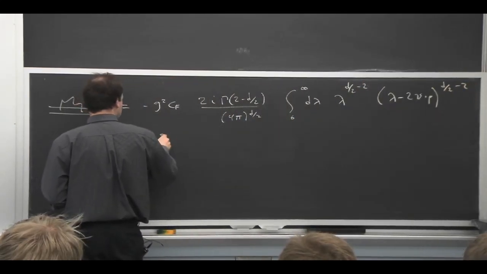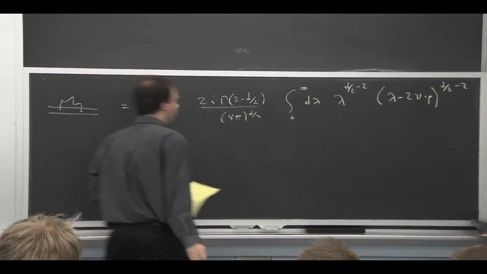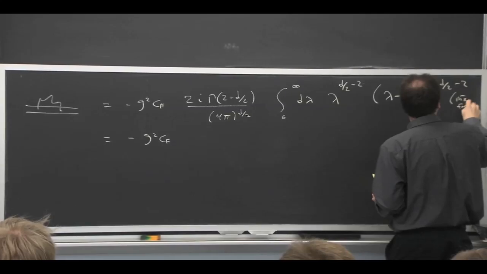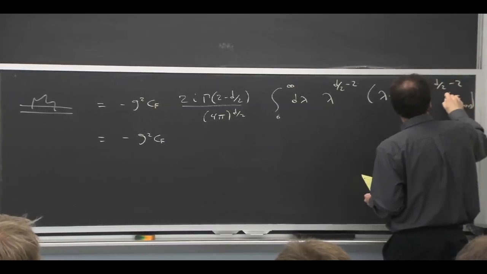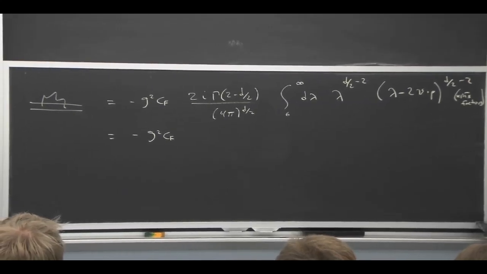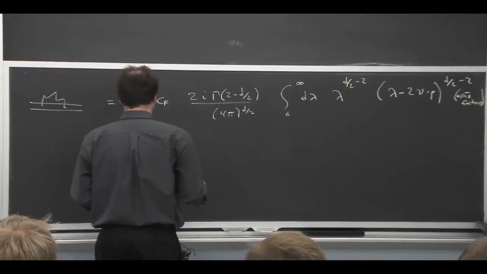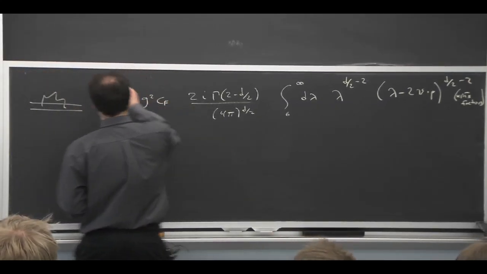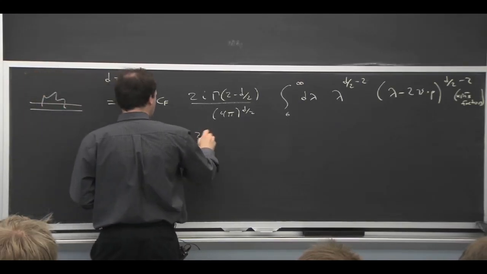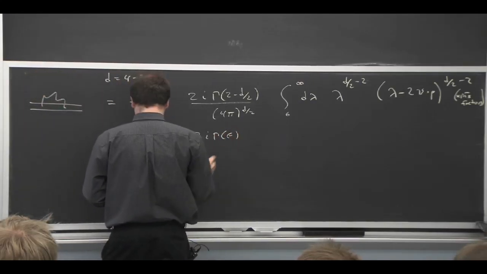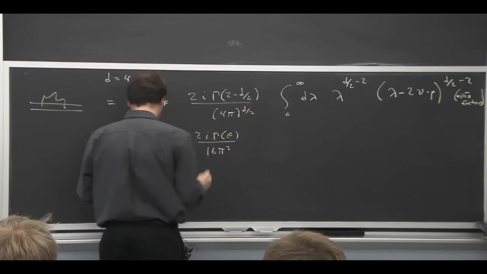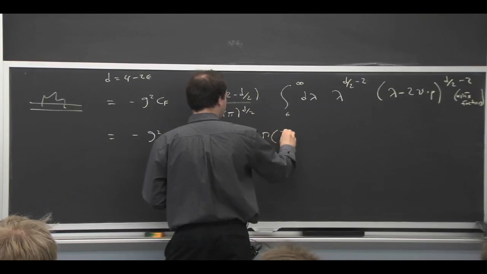There's some factors that I'm dropping. There's that e to the Euler gamma times epsilon and the 4 pi to the minus epsilon. So write in everything with d equals 4 minus 2 epsilon. Do that integral, which is just giving some gamma functions.